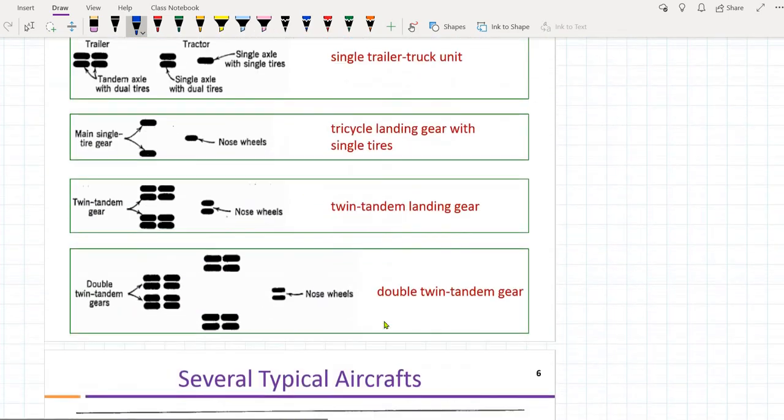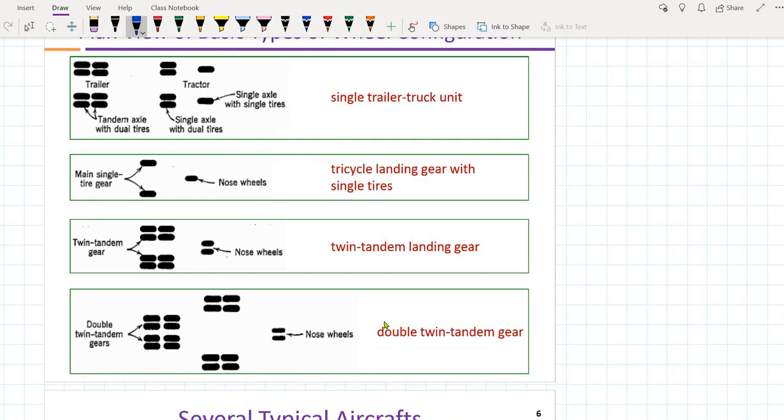Okay, so as we know, the configuration could be single gear, dual gear, or tandem gear. In the case of single gear, there is one wheel in the front, we call it the nose wheel, and there is going to be one wheel on one side and one on the other side. This is either in the body of the aircraft, or it could be attached to the wings of the aircraft, depending on the design. So this is the single gear configuration.